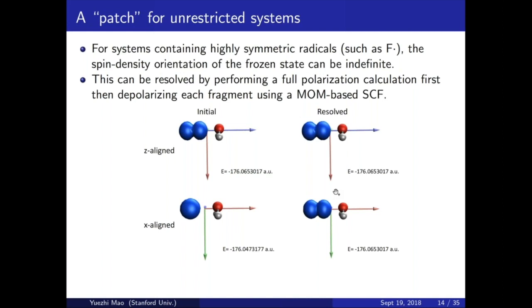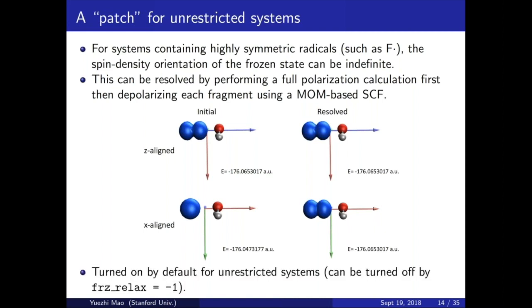And in this way, we can get the ambiguity-resolved spin densities, and the energy of the frozen state will be identical. And this is turned on by default for unrestricted systems. But if you believe you don't need this for your system, you can turn it off by setting this $rem variable to -1.